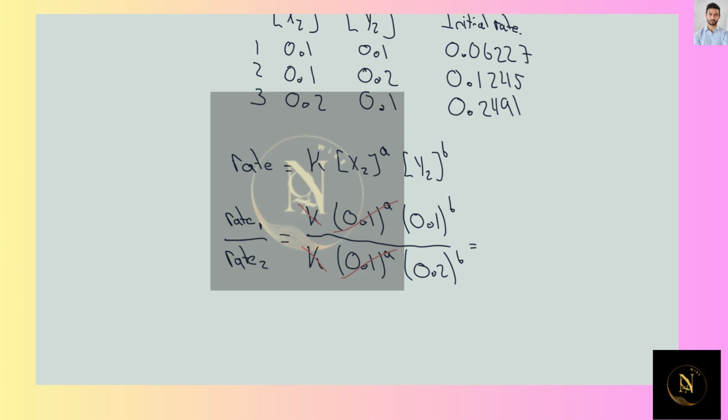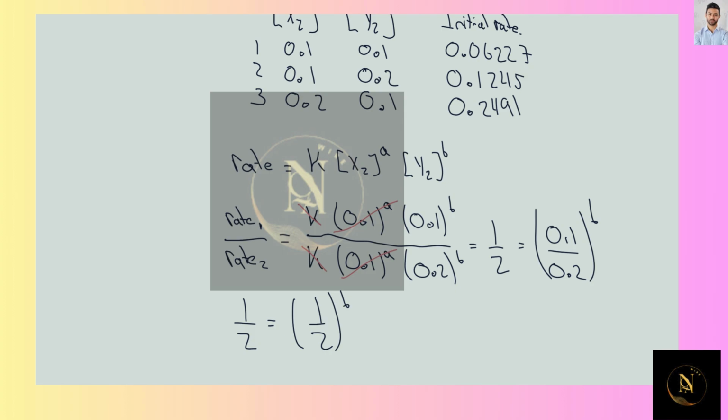And this is going to give us that rate 1 divided by rate 2, which is equal to 1 half, is equal to 0.1 divided by 0.2, and all of this to the b, right? So the equation that we need to solve is 1 half is equal to 1 half to the b. What needs to be the value for b for this to be true? B needs to be equal to 1. So order for y2 is equal to 1.